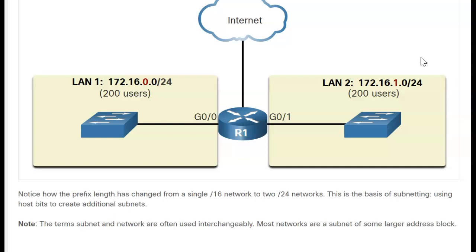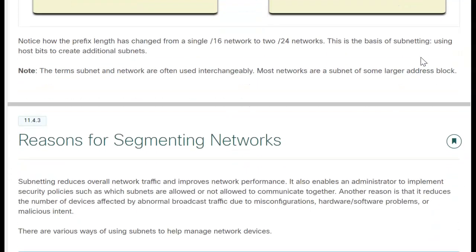So the prefix length, remember what happened when you saw 172.16, what was its prefix length? Its prefix length was 16. Basically what I've done is I've cut that single /16 network into two /24 networks. Basically I'm now using host bits to create additional network bits. So I'm creating other networks based on just using host bits.